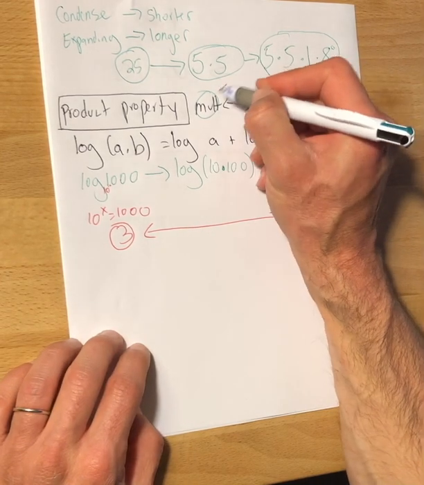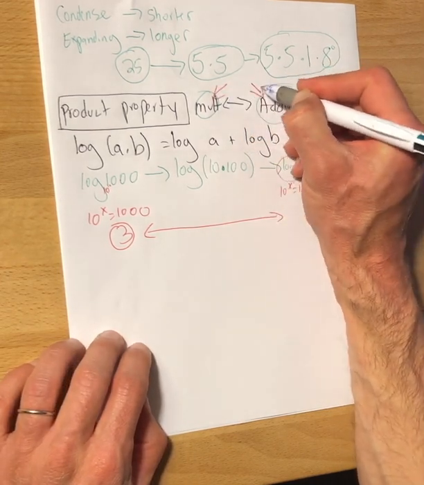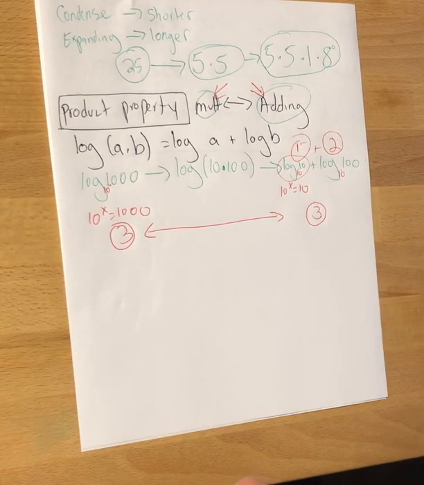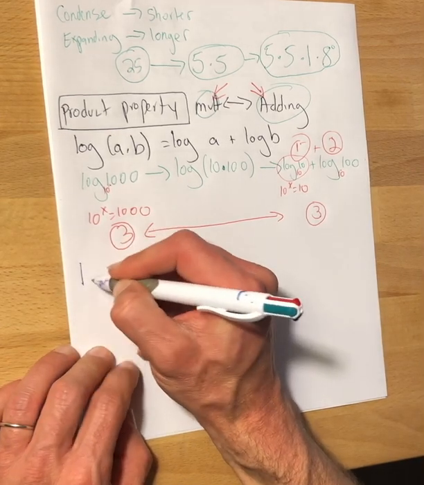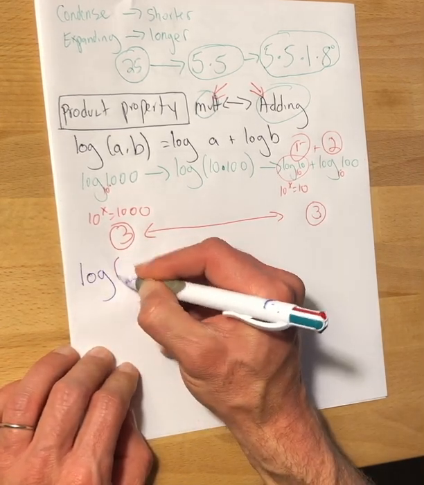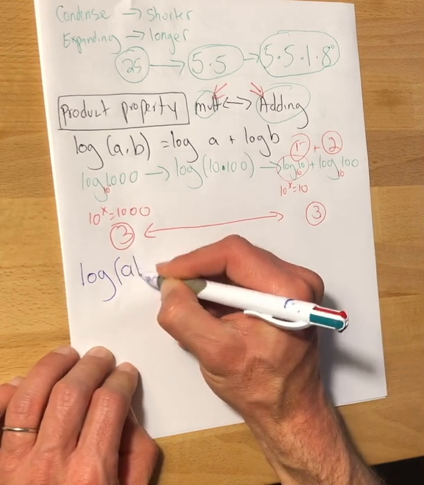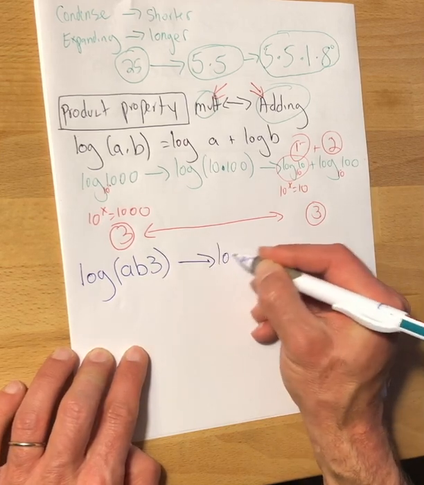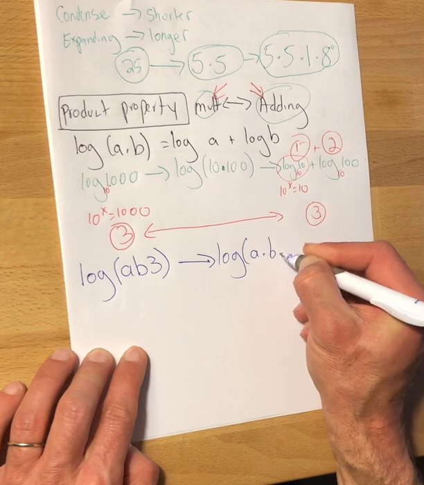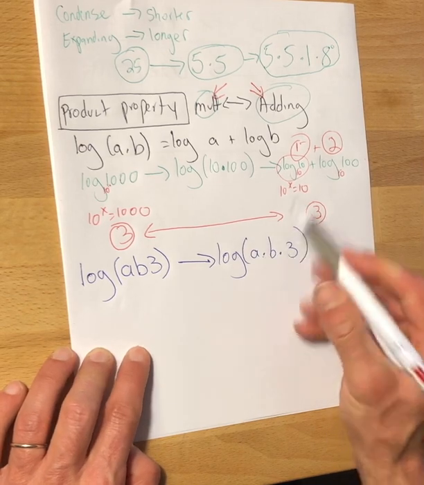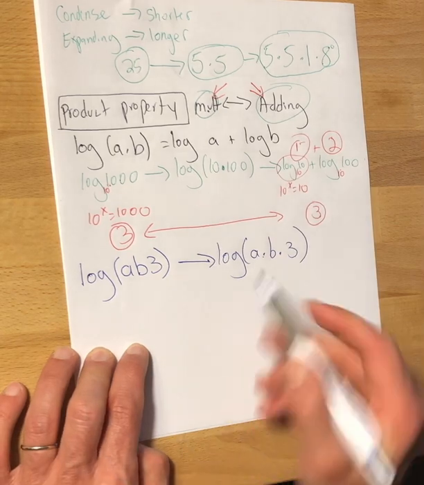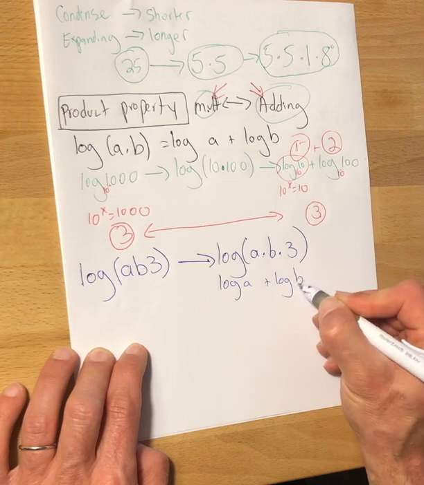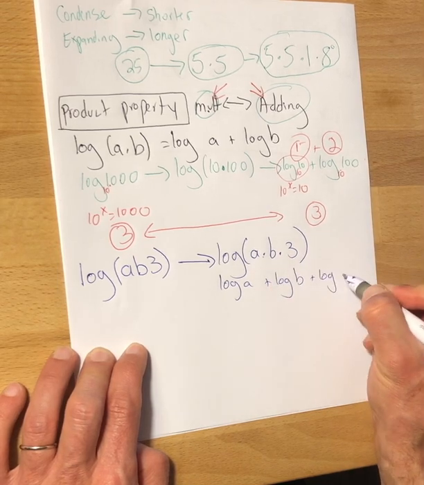When you condense it, it changes to multiplication. When you expand it, it'll always change to adding. For example, the example question I gave you is, I ask you, expand log A, B, 3. Which is the same thing as log A times B times 3. Remember, multiplication means addition. So this is the same thing as log A plus log B plus log 3.